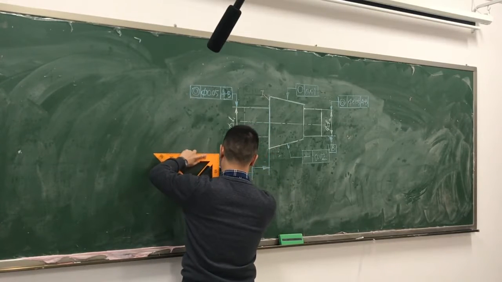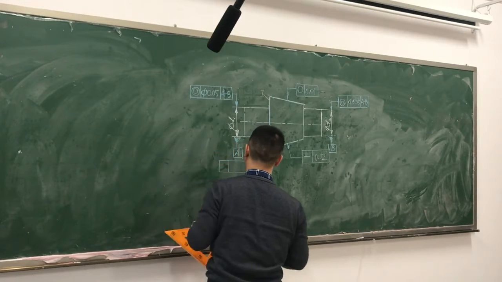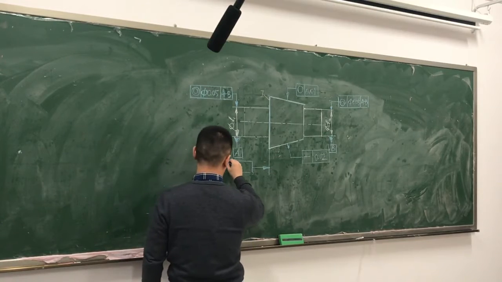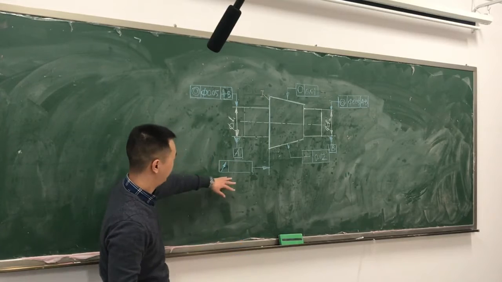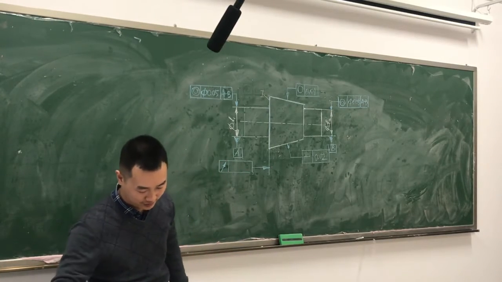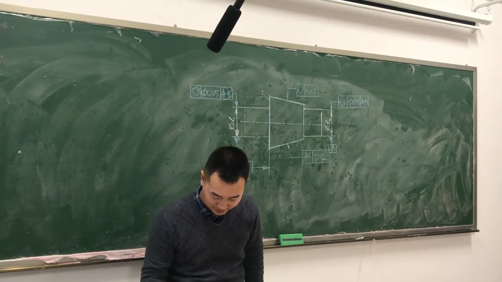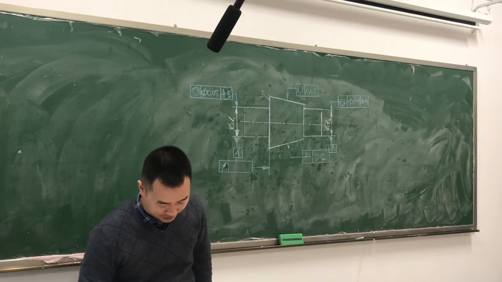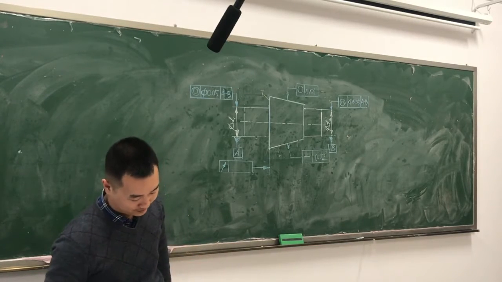Put the tolerance frame here. And it's the circular run-out. Please just know that there are two kinds of circular run-out. First is the circular run-out, and the second one is the circular run-out in the axial direction.